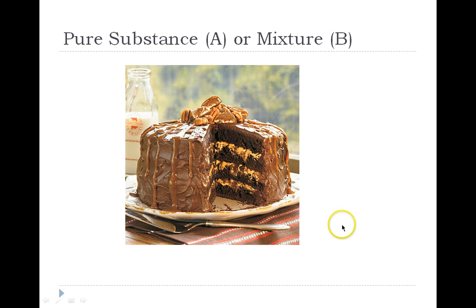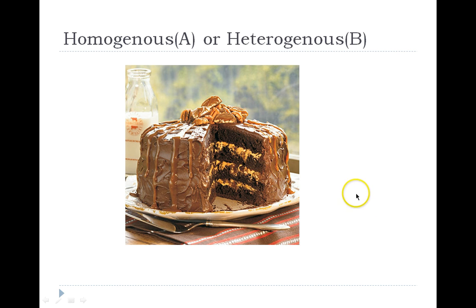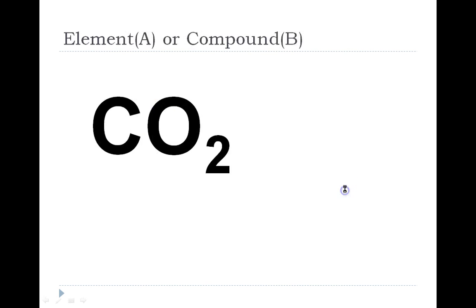All right, pure substance or mixture. Hopefully in your head you're thinking mixture. Now what type of mixture? It's not the same throughout the entire composition. It's not exactly the same, spread out evenly, so this would be a heterogeneous mixture.